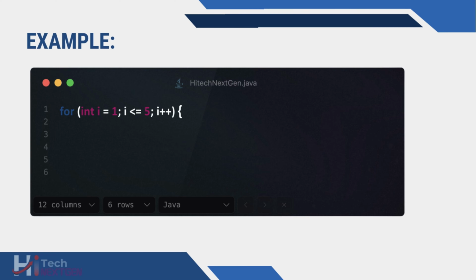Finally, we have the do while loop. This loop is similar to while, but it guarantees at least one execution since the condition is checked at the end. Example: int i = 1, do, System.out.println("count " + i++), while (i <= 5).